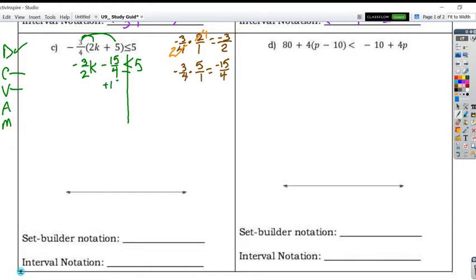A for add and subtract now. So my negative 15 over 4 needs an inverse. Let's add 15 over 4. And what you add to one side, you have to add to the other side.